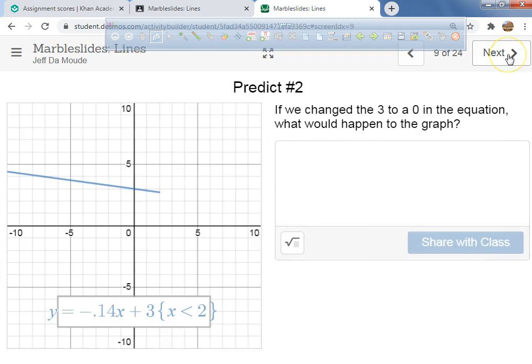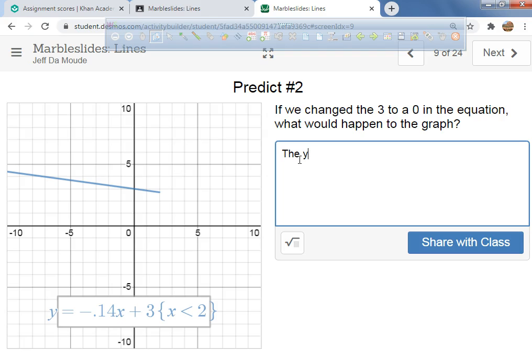All right. If we change 3 to a 0, what would happen? If we change 3 to a 0, the y-intercept would be changed from 3 to 0. The line would intersect the y-axis at the origin. There we go. I want to share that too.